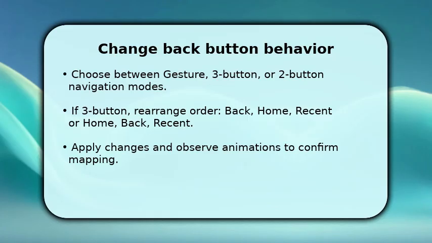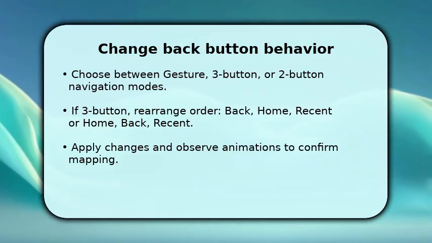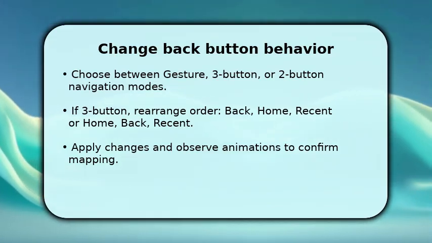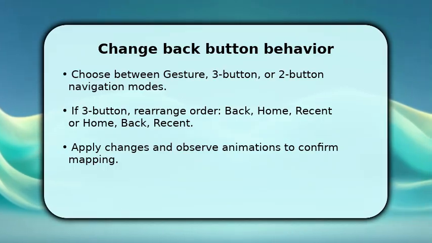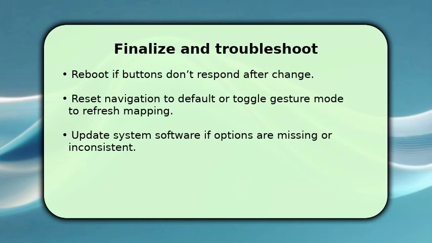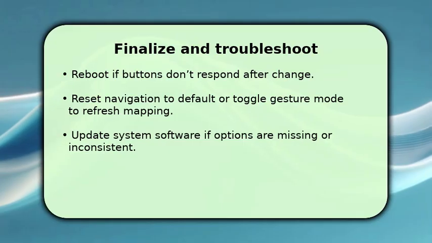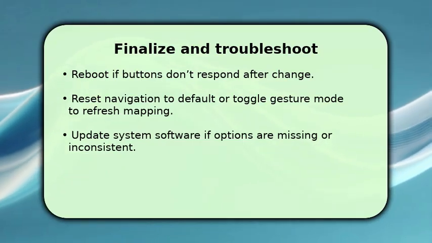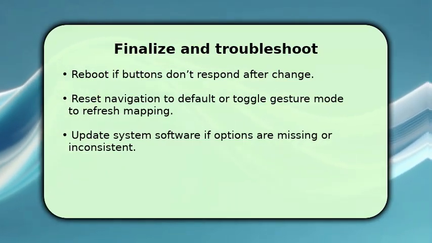Once you set the order, tap Apply or simply Exit. The system usually saves instantly, and you should see button positions update on the home screen. Finish by testing common actions: back, home, and recent. If the back button doesn't respond, reboot the phone first.